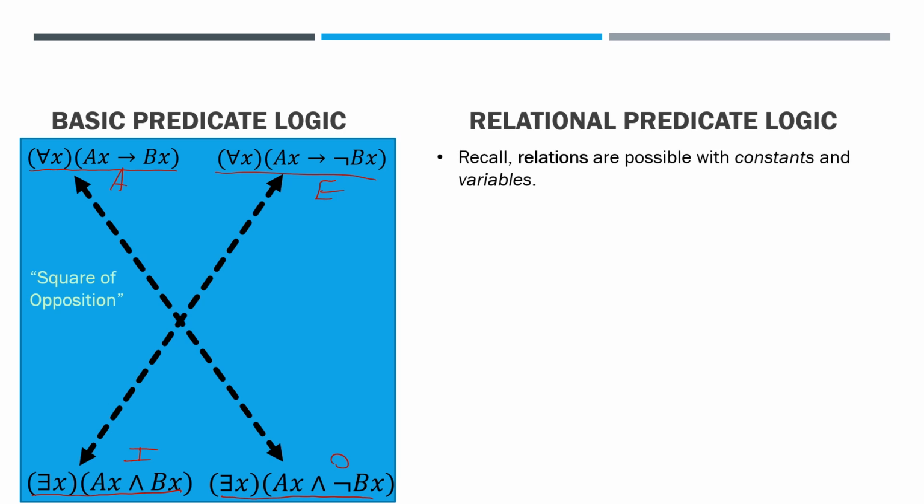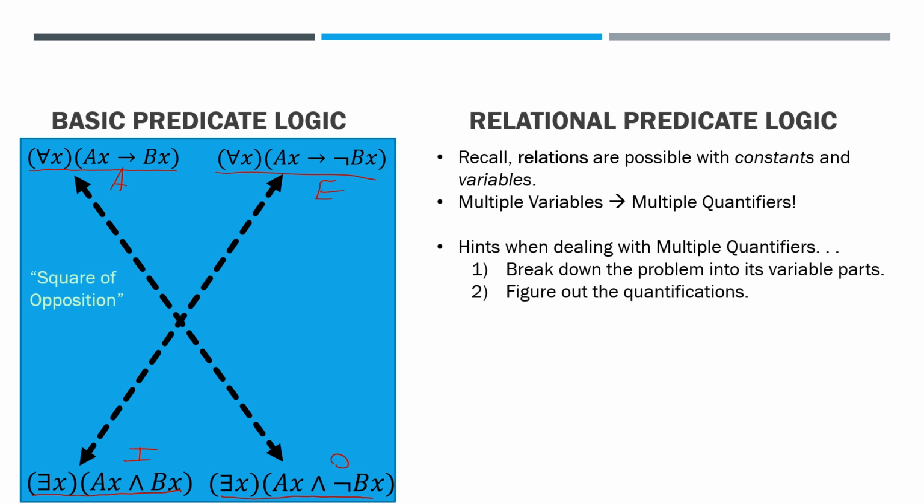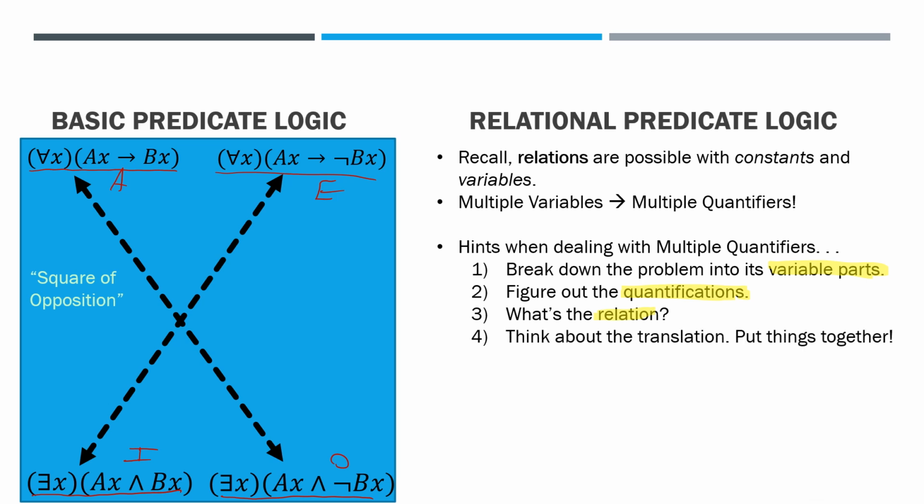But recall that relations are possible with constants and variables. If we have multiple variables, we need multiple quantifiers. So here's some basic hints when we're dealing with multiple quantifiers. The first thing is to break down the problem into its variable parts. Second is to figure out the quantifications. You have different variable parts. What is the quantification to those respective parts? And then think about the relation. And then think about translation. Put things together.